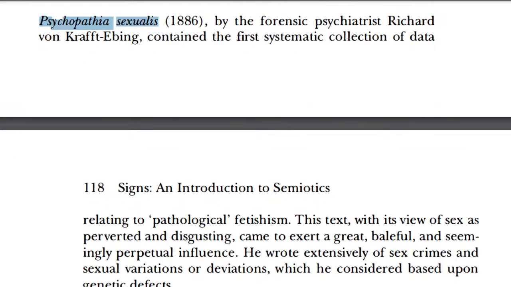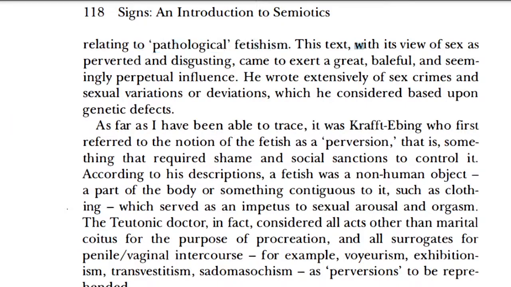Psychopathia Sexualis, 1886, by the forensic psychiatrist Richard von Krafft-Ebing, contained the first systematic collection of data relating to pathological fetishism. This text, with its view of sex as perverted and disgusting, came to exert a great, baleful, and seemingly perpetual influence. He wrote extensively of sex crimes and sexual variations or deviations, which he considered based upon genetic defects.